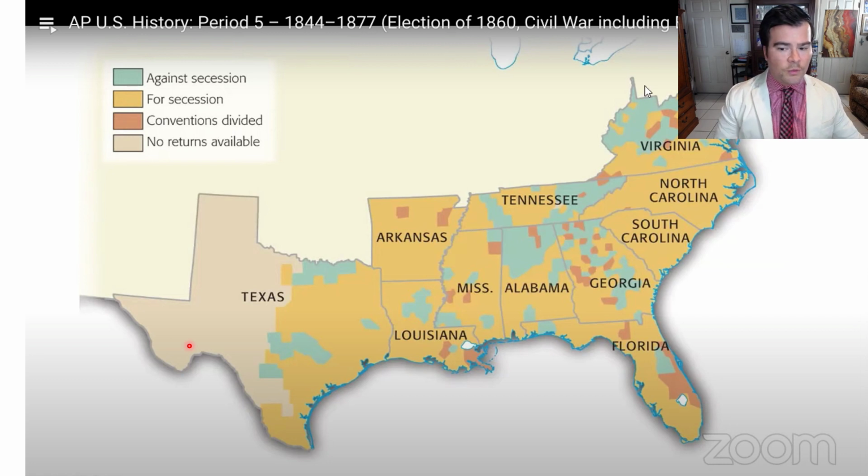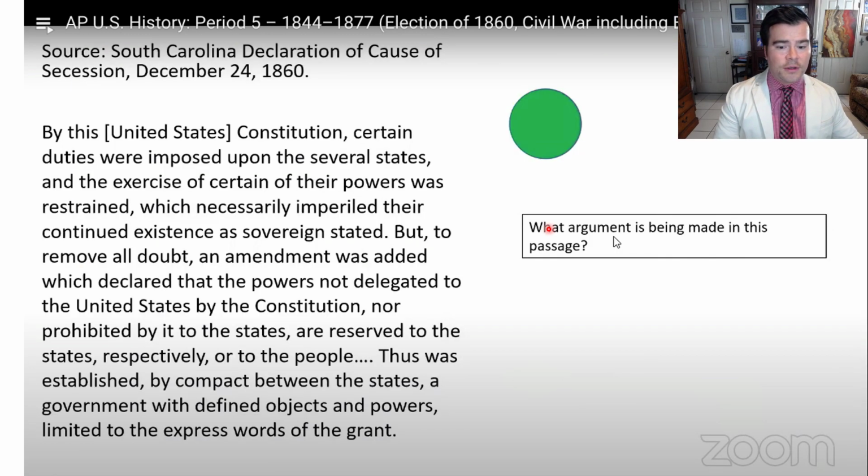So, within the southern states, there was some division, right? Different counties were like, dude, we shouldn't break away from the United States. That's bad. But as you can see, there's more yellow, and so the yellows have it, and they secede. Now, let's go over this passage, guys, because there is a debate over it.